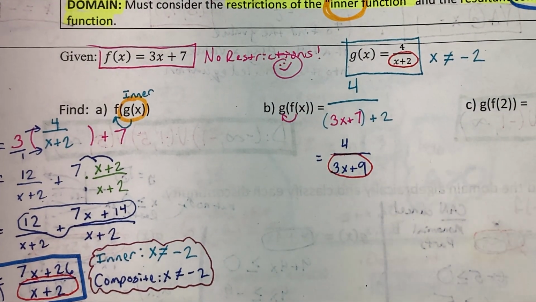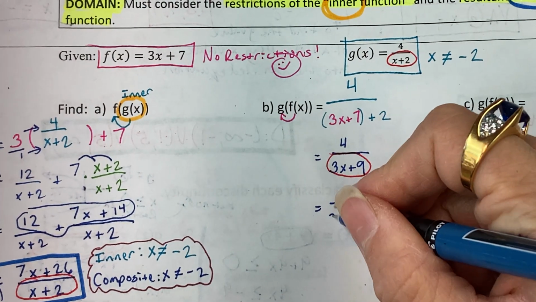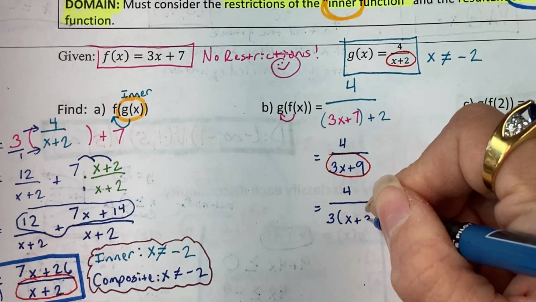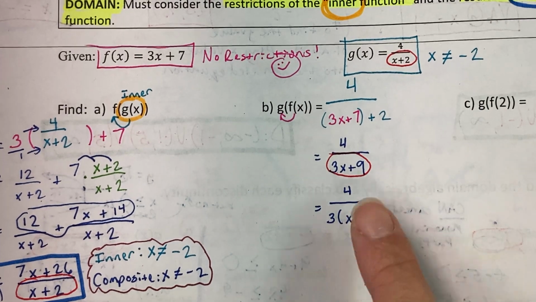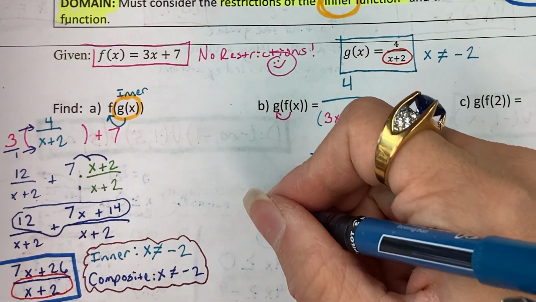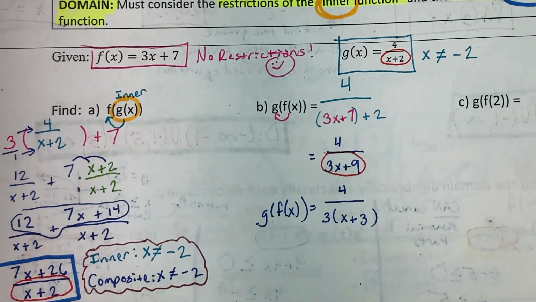Now, this is simplified, but remember that to find denominator restrictions, it is easier if it is factored. If you're looking at that going, well, can we actually factor it? Always check for a GCF first. If I take out that 3, that leaves me with x plus 3, and this just makes it a little bit more obvious that we will have a restriction of -3 here. So this is what g of f of x is equal to.